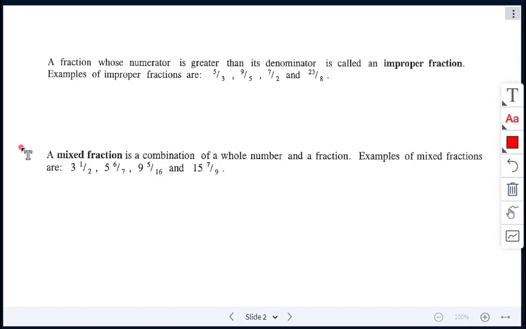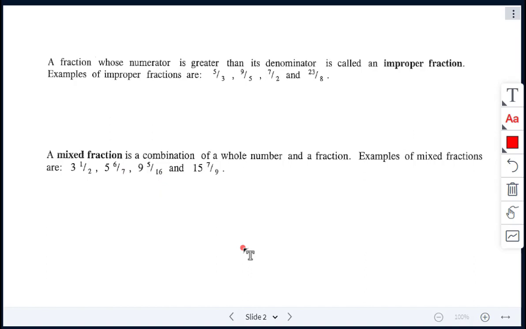A mixed fraction, it's called mixed because it's a combination of a whole number and a fraction. So if we look at these examples, we have 3 and 5 over 8, 5 and 6 sevenths, 9 and 5 sixteenths, 15 and 7 ninths. We have a whole number, right? So 15 here is the whole number, the 9, the 5, the 3, and then you also have a fraction alongside. All right, so those are called mixed fractions.